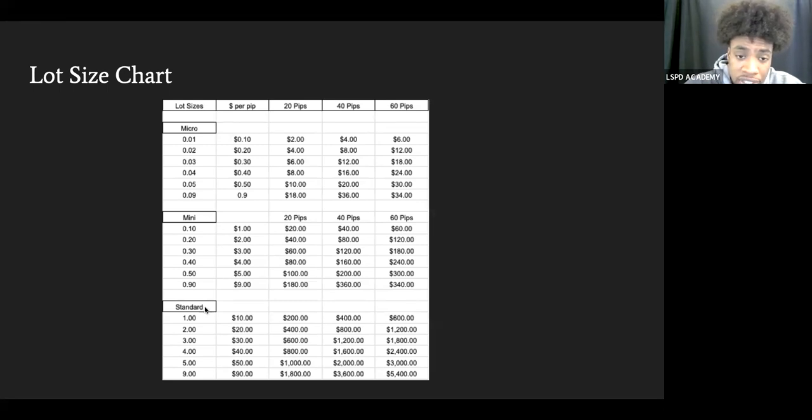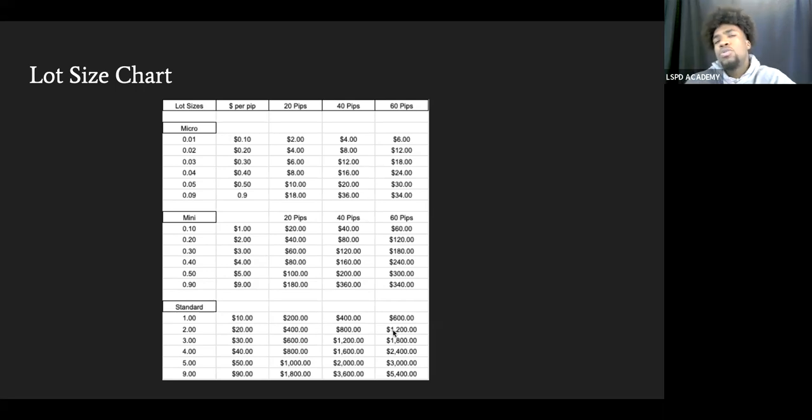Now we'll go over to a standard. Standard is in terms of tens per pip. So you have $10 per pip, $20 per pip, $30 per pip, $40 per pip, right? So go back to that twos place and we see 2.00, it's $20 per pip. 20 pips pays us $400. 40 pips pays us $800. And 60 pips pays us $1,200, right?